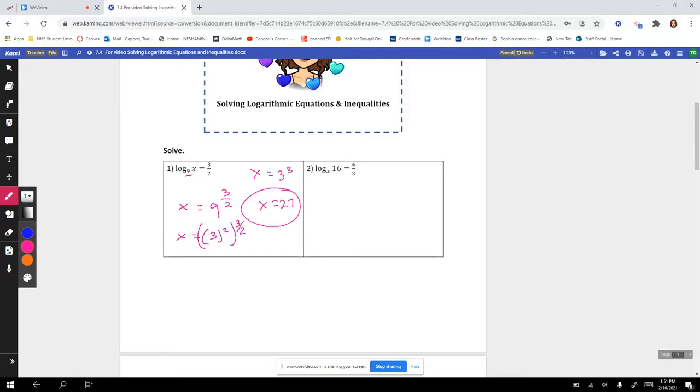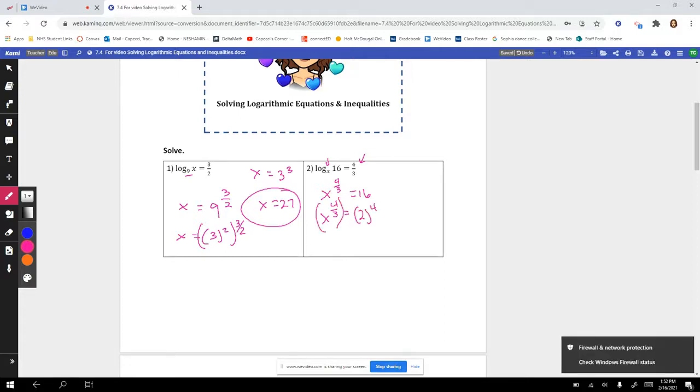All right, let's look at the next one. This time our x is our base. So we're going to have x, and remember our exponent is always our answer in a log problem, is equal to 16. Okay, let's get that 16 a little bit easier to work with. So we'll make that 2 to the fourth.